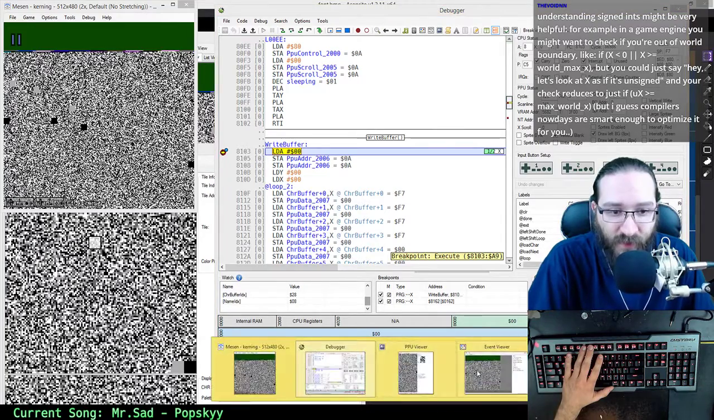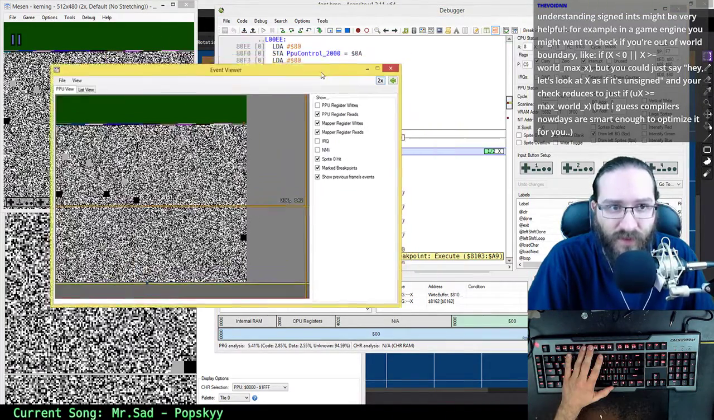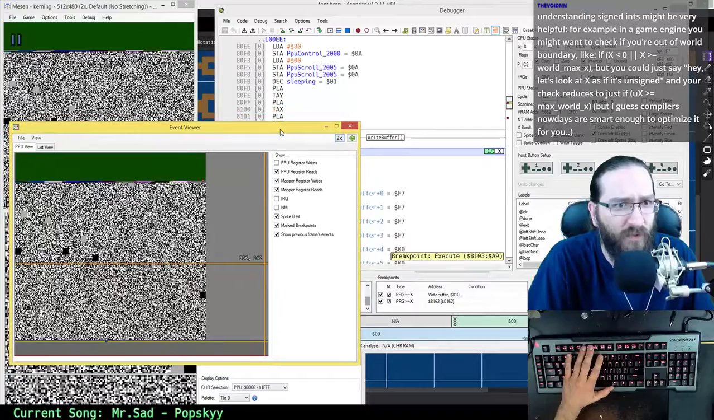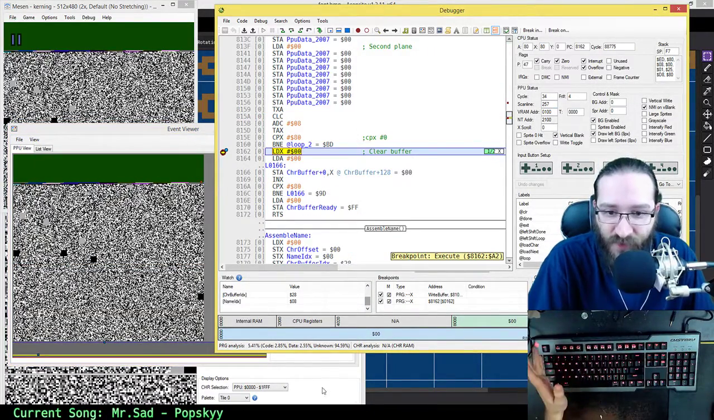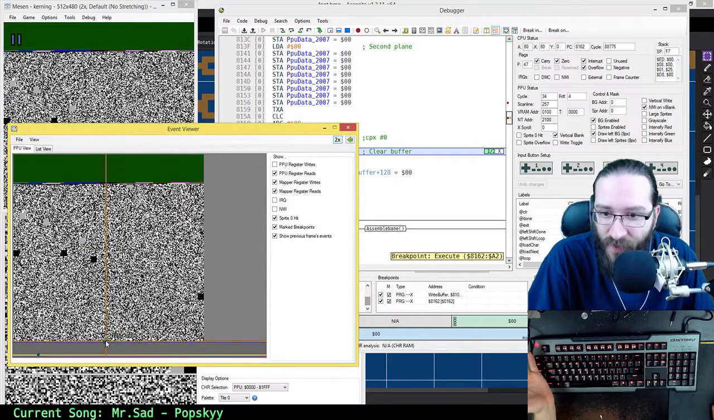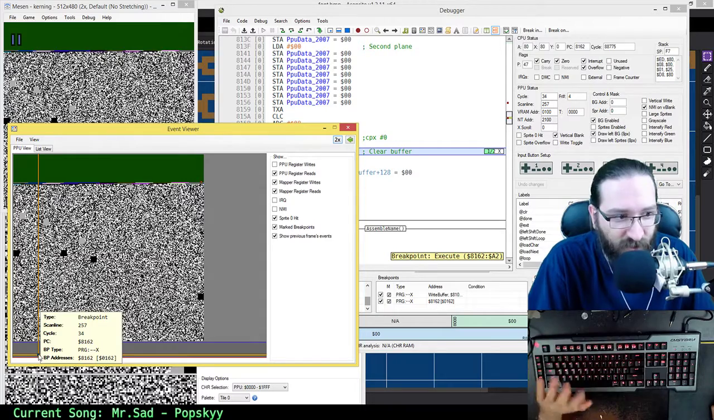Okay, write buffer is starting at scanline 241? 241, yes. I'm going to go to the next one. This is after everything's written. And look at that. It writes 16 tiles entirely in NMI, which is beautiful.